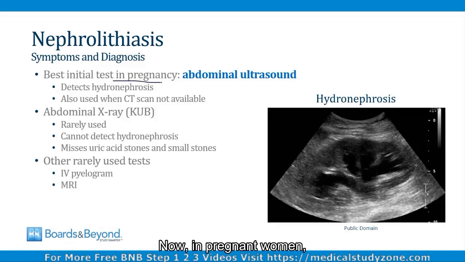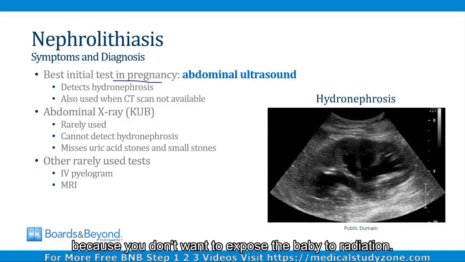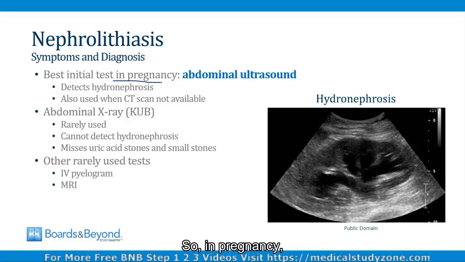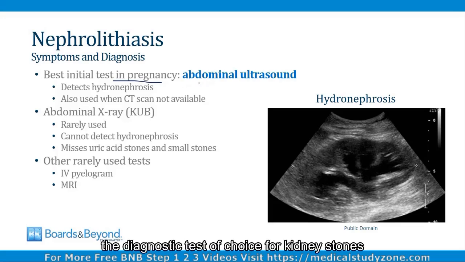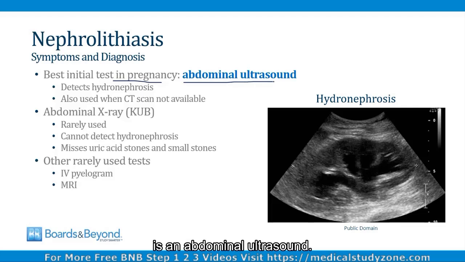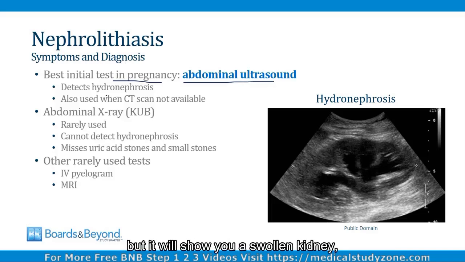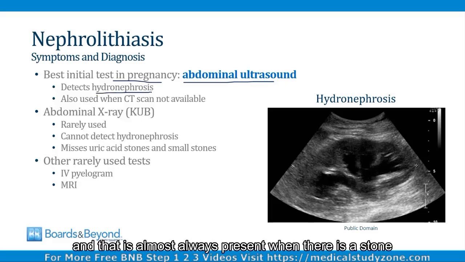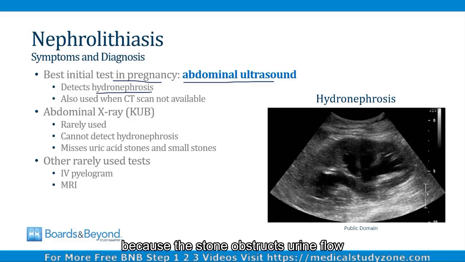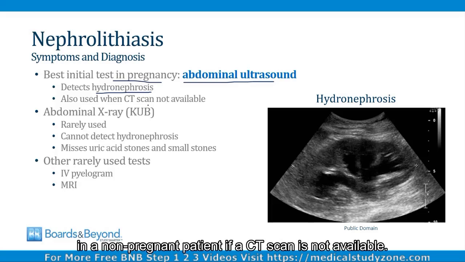Now, in pregnant women, the best initial test is not a CT scan because you don't want to expose the baby to radiation. So in pregnancy, the diagnostic test of choice for kidney stones is an abdominal ultrasound. This test allows you to visualize the kidneys and the bladder, and it won't show you the kidney stone, but it will show you a swollen kidney, which is hydronephrosis. And that is almost always present when there is a stone because the stone obstructs urine flow and the kidney becomes swollen. You can also order an abdominal ultrasound in a non-pregnant patient if a CT scan is not available.